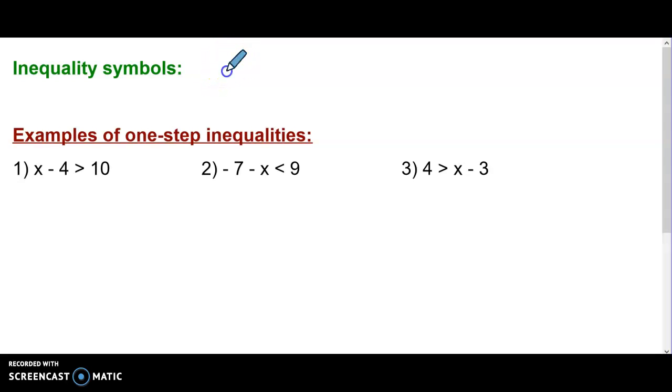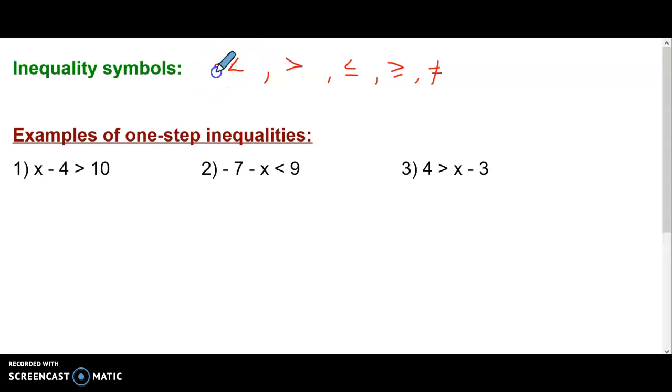So we have less than, greater than, less than or equal to, and greater than or equal to. Some people use this also, which means not equal to. So those are the basic inequality symbols. So remember, it points to the smaller, it opens to the bigger.